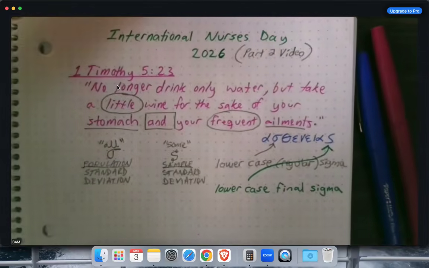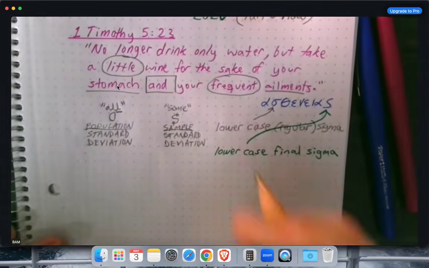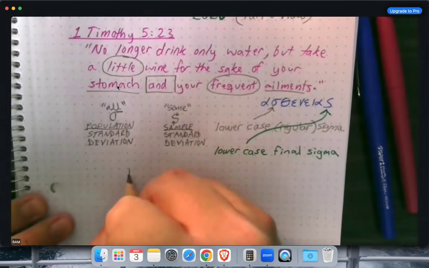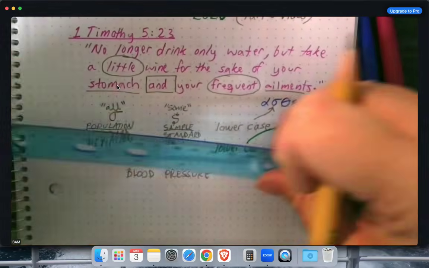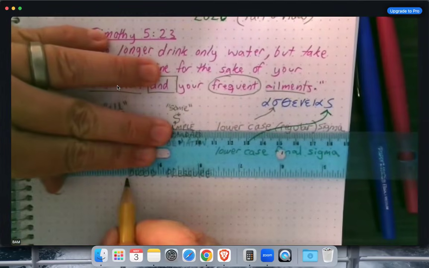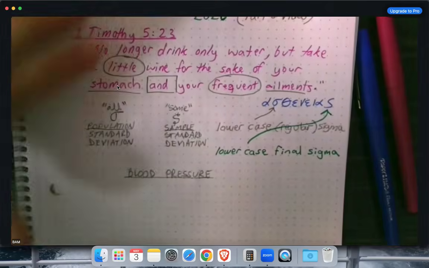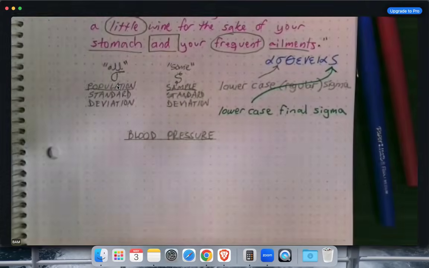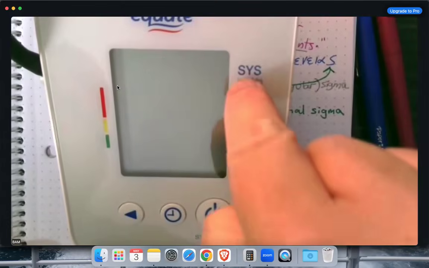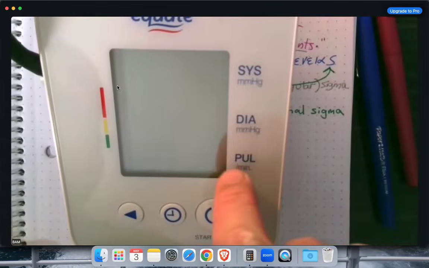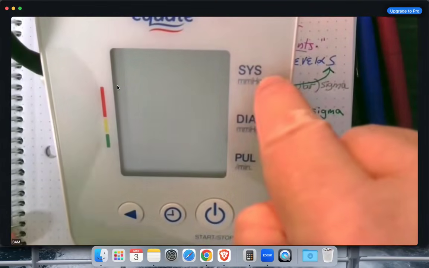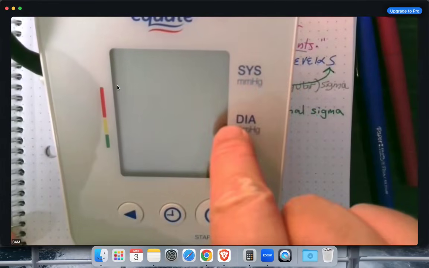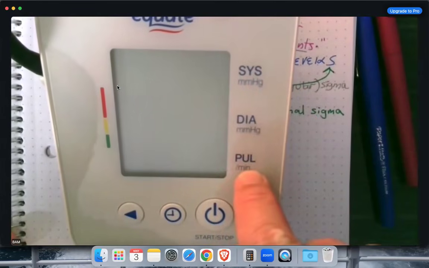So in my huge example today, we're going to talk about blood pressure. My name is Uncle Benny. I'm not a nurse. I'm a math educator. We're going to be using this. This says sys, dia, and pul. So this is systolic blood pressure, diastolic, and pulse.